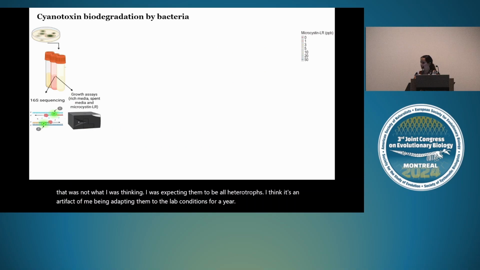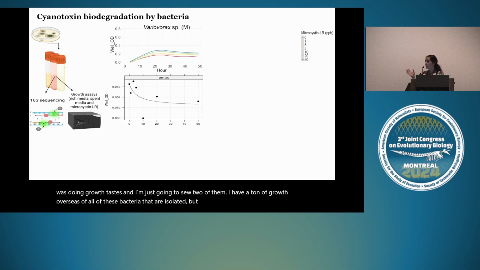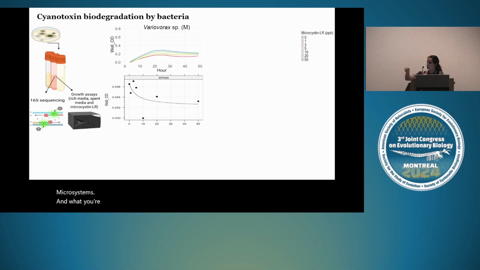Just looking at the bacteria quickly, I was checking how they were doing with the toxin. So I was doing growth assays, and I'm just going to show 2 of them. I have a ton of growth assays of all of these bacteria that I isolated. But I got a Variovorax from the Microcystis treatment, and what you're seeing here is the growth versus time.